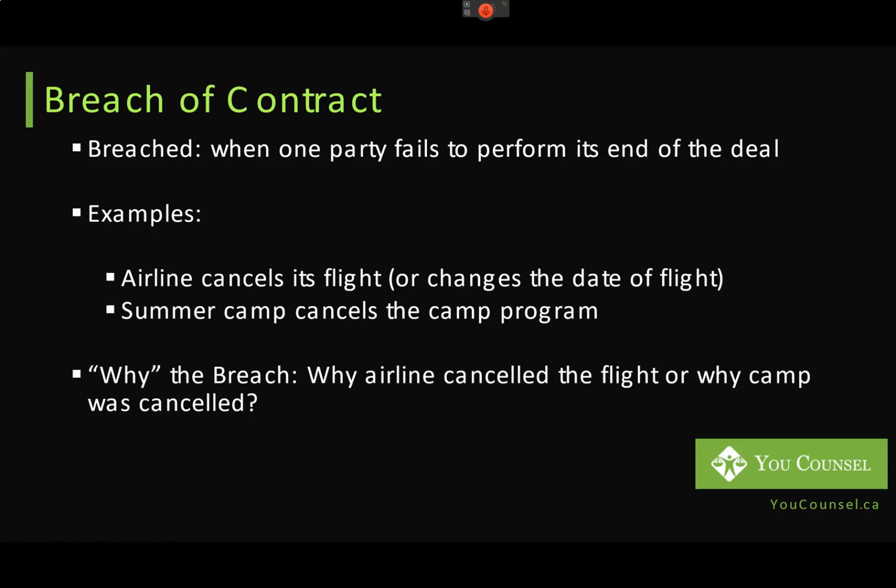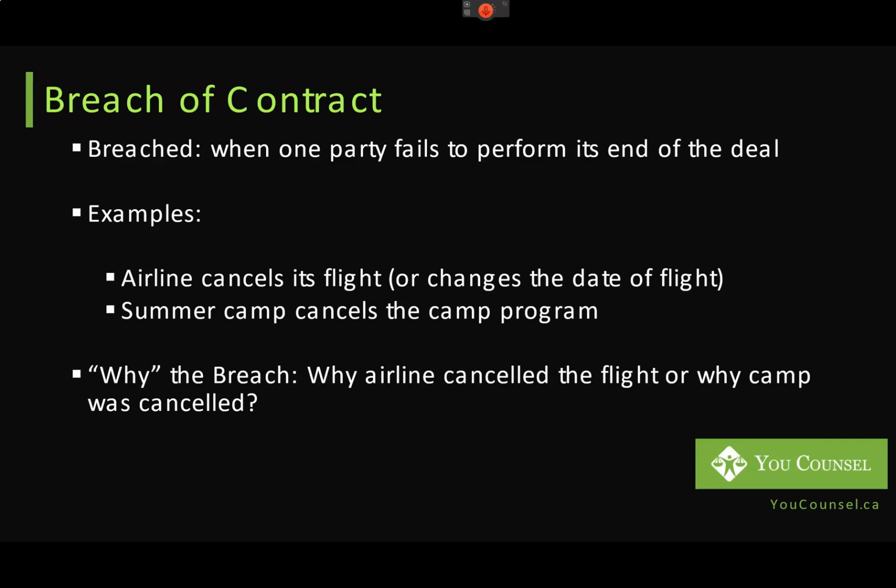At this stage, it's not important. We'll talk about it later, but for now, just consider that if a party fails to perform its part of the deal, then the contract is breached. Now, why the airline canceled that flight or why the camp canceled, we will discuss that. It is relevant at some stage, but not at this stage. So the contract is breached.